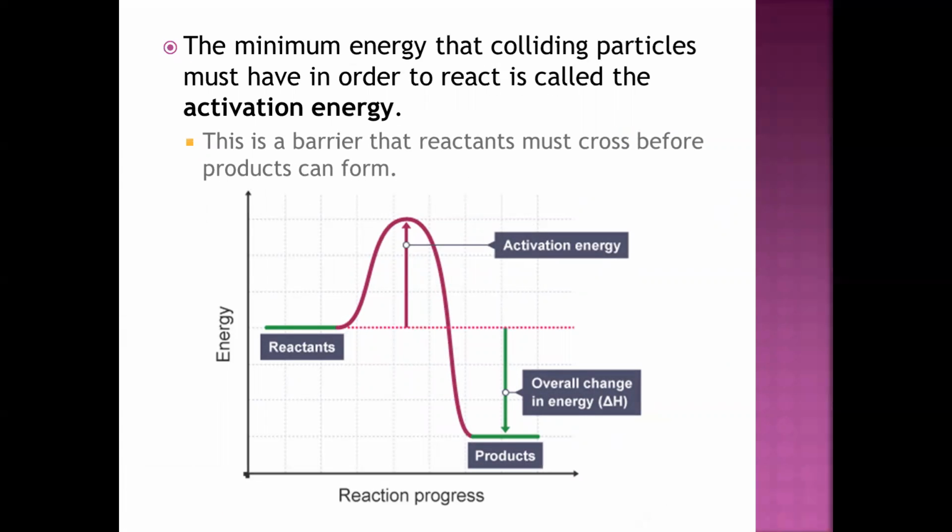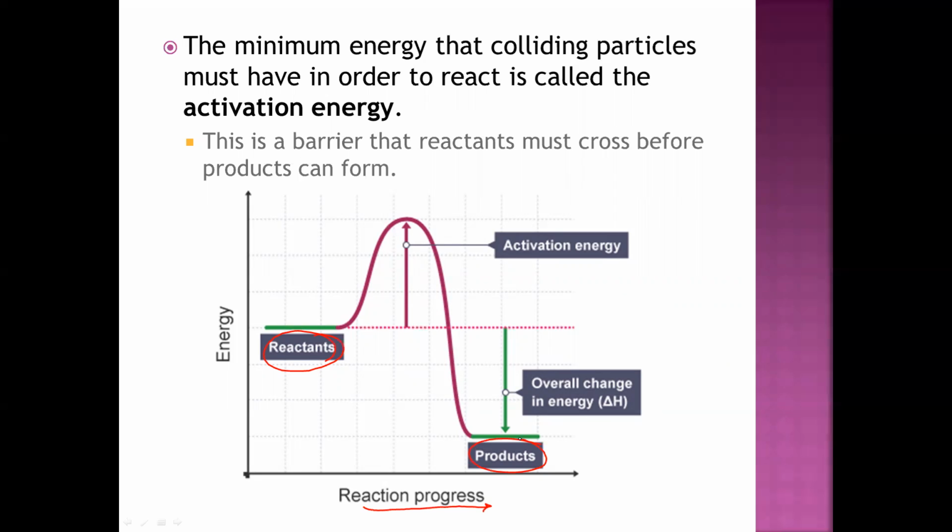Talking about that amount of energy that's required for the reactants to actually react, we call that activation energy. This is almost like a barrier that the reactants have to cross before the products can form. This is called an energy profile diagram, where there's lots of information. The reactants are always at the start, because as the reaction progresses we always start with reactants first, right? Products are at the end.